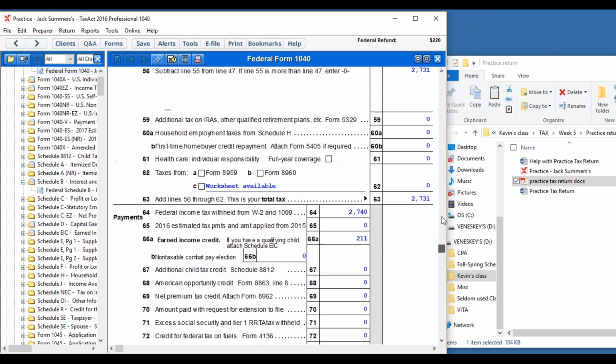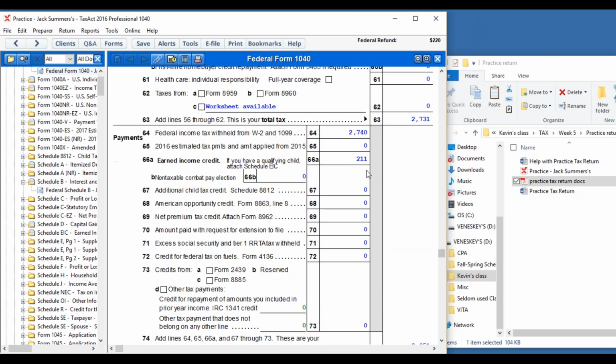We'll talk about different types of credits later. We actually did qualify for a little bit of earned income credit, which was nice. If we didn't have that, we would have pretty much broke even. We ended up with a $220 refund because we owed $27.31.